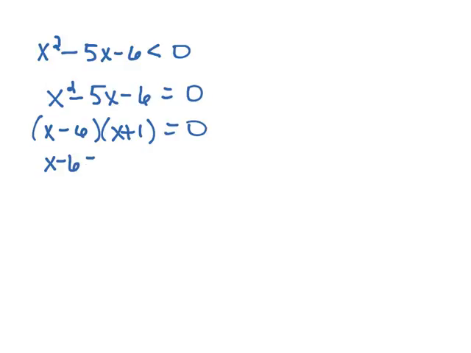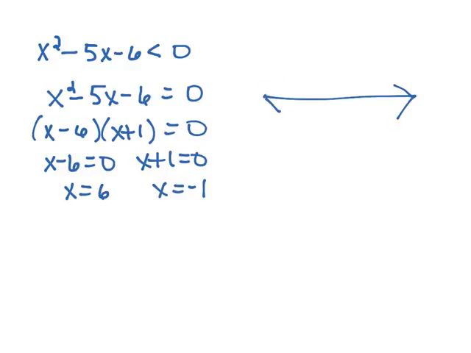So if x minus 6 is 0, we get x is 6. And if x plus 1 is 0, we get x is negative 1. So imagine we have a number line, and we're going to place these zeros on our number line in order from smallest to greatest. And see that these two zeros divide our real numbers up into 3 regions. So we want to test each one of these regions to see if a number in that region, when we plug it into x squared minus 5x minus 6, is positive or negative.